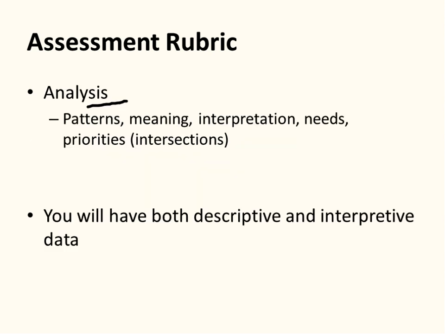The third part of the rubric might be the most difficult, when you begin to analyze, looking for the patterns in terms of what the data may be telling you, some meaning that may be in the data. You're beginning some interpretation. The data are suggesting to you some needs that your school may have. It suggests some priorities. And I really want you to at least get to where you're starting to look for some intersections, where some of these data cross over in multiple ways.